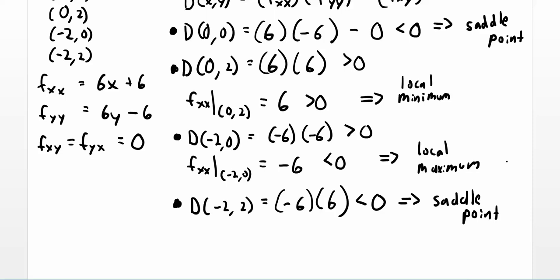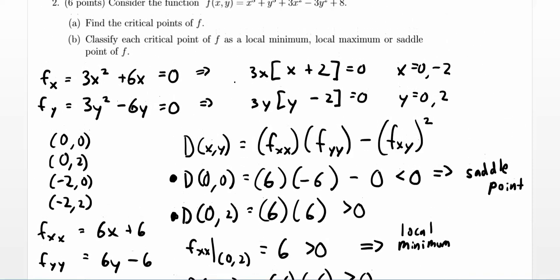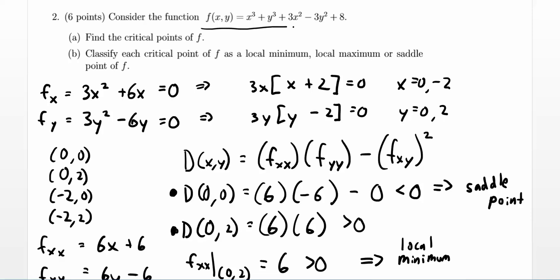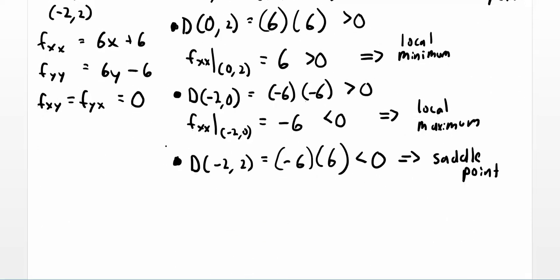So we've classified all 4 critical numbers as mins or maxes or saddle points. If you needed to find the z values, or the output, you would just take those numbers and plug them back into the original function, this thing here, and get the corresponding z. That's just busy, tedious work, so we'll skip that. Okay, next problem.